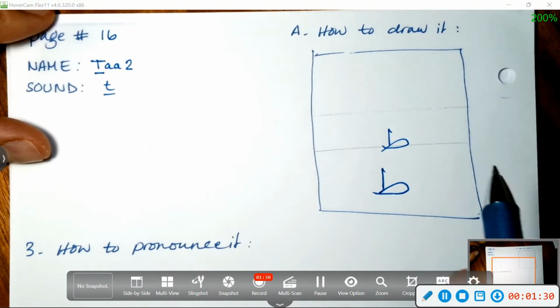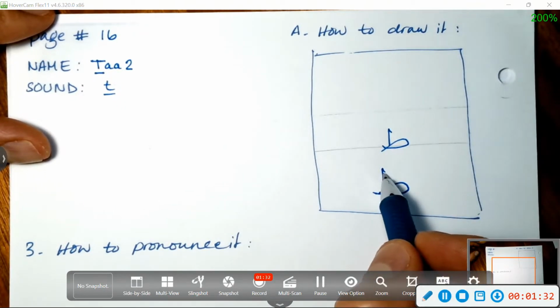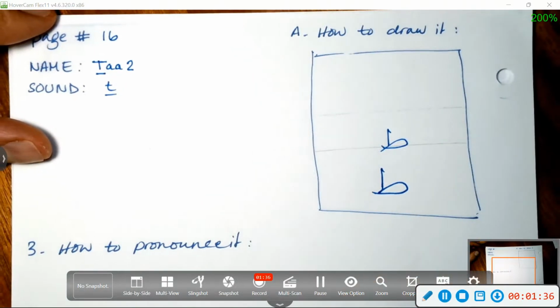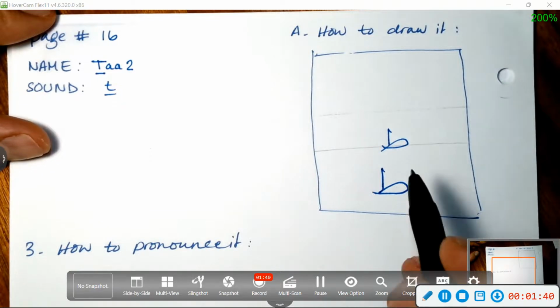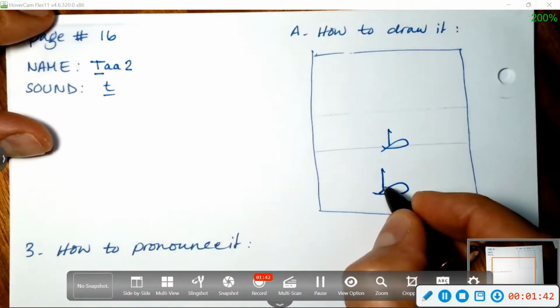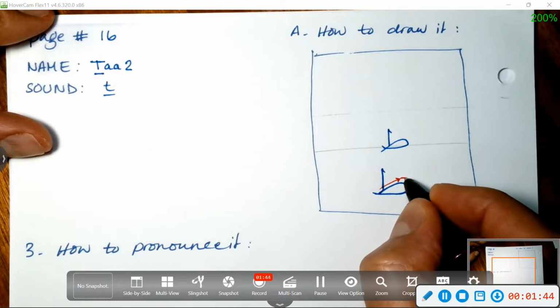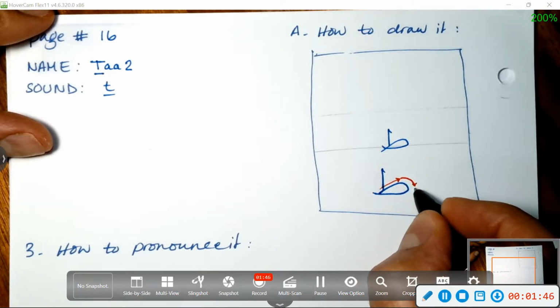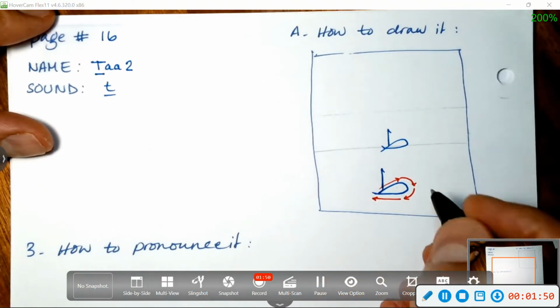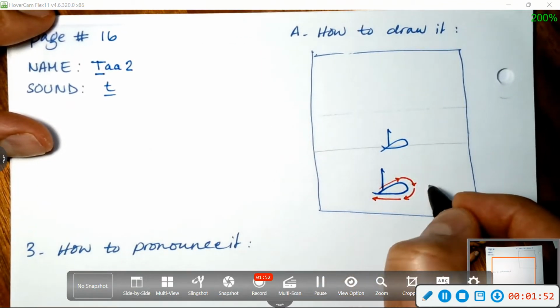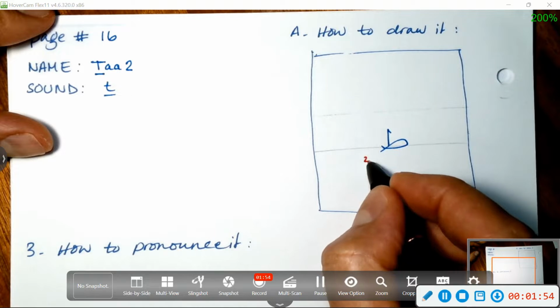And sometimes for decoration, we just add a little mark at the top of the stick. So this is one. Exactly like sod. We stop here, and that's 2.